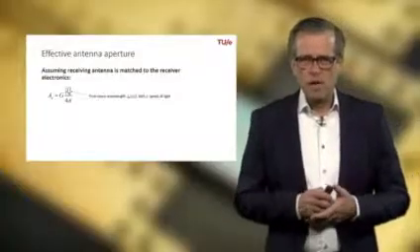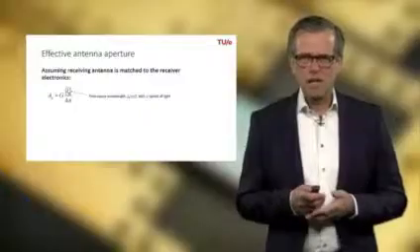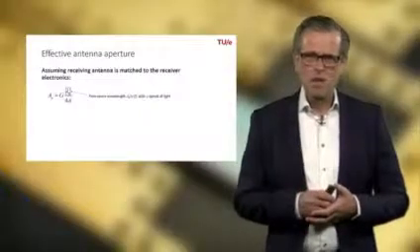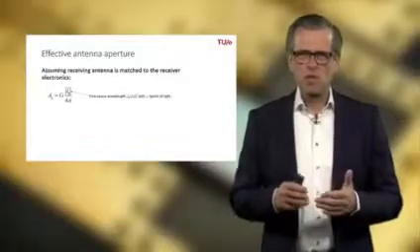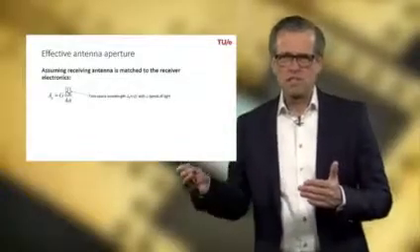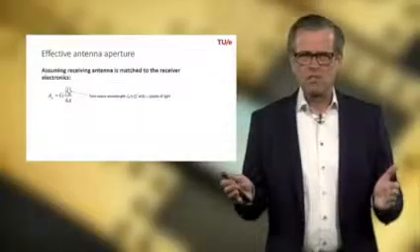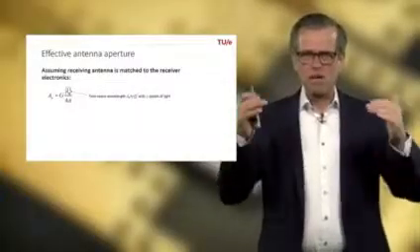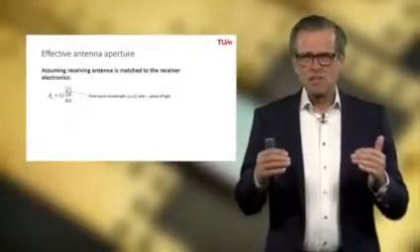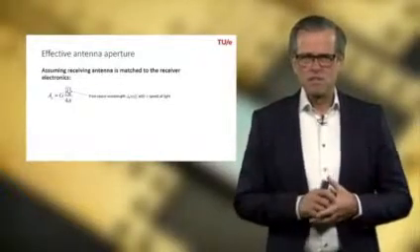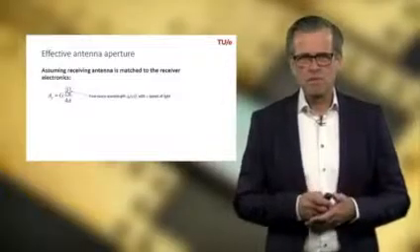And the free space wavelength, lambda naught, as you might know, is equal to c divided by f, where c is the speed of light, which means that the effective antenna aperture scales with 1 over the frequency squared. This is also the reason why the communication distance decreases with 1 over f squared when we move to higher frequencies, for example in 5G millimeter wave.